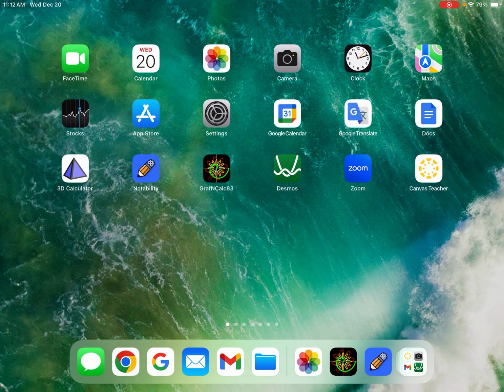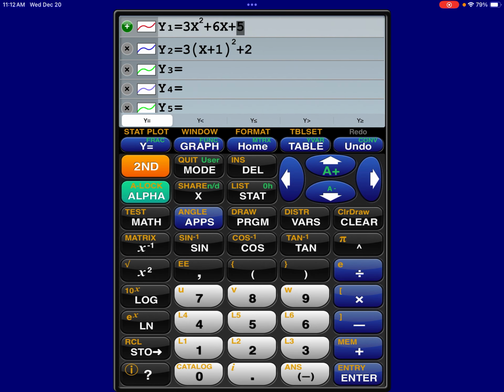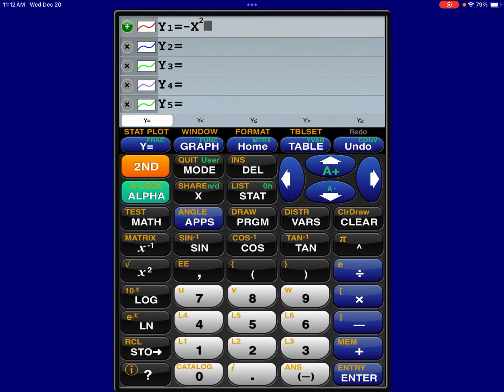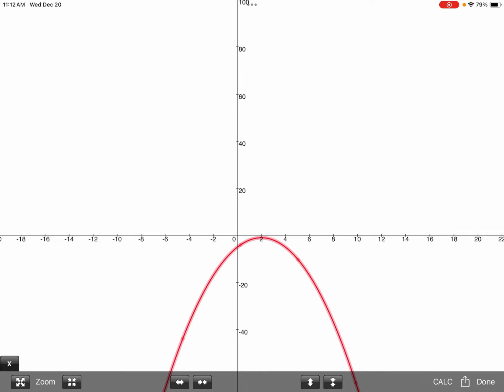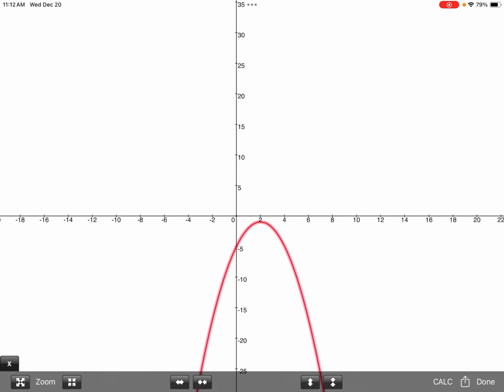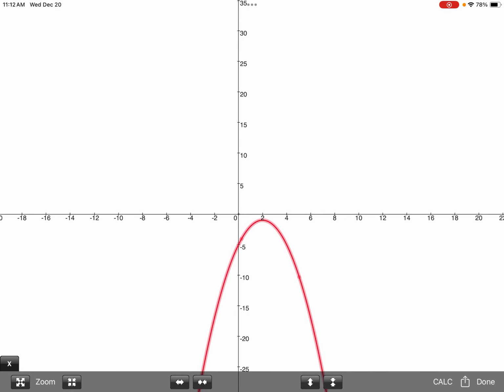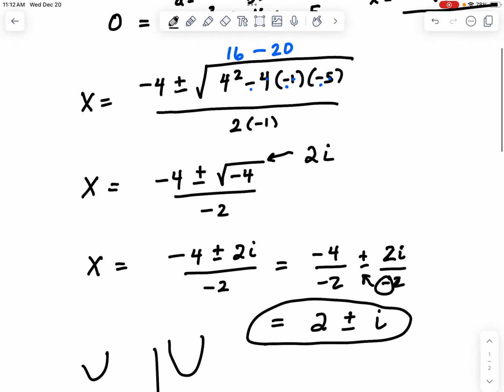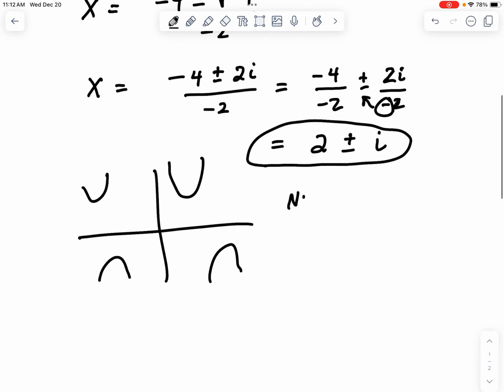So then go to the graphing calculator, clear out this old problem, and this one is -x squared plus 4x minus 5. And then it almost hit the x-axis, but if you look a little closer, you'll see that it is not hitting the x-axis, so there are no x-intercepts. And this one is finished.